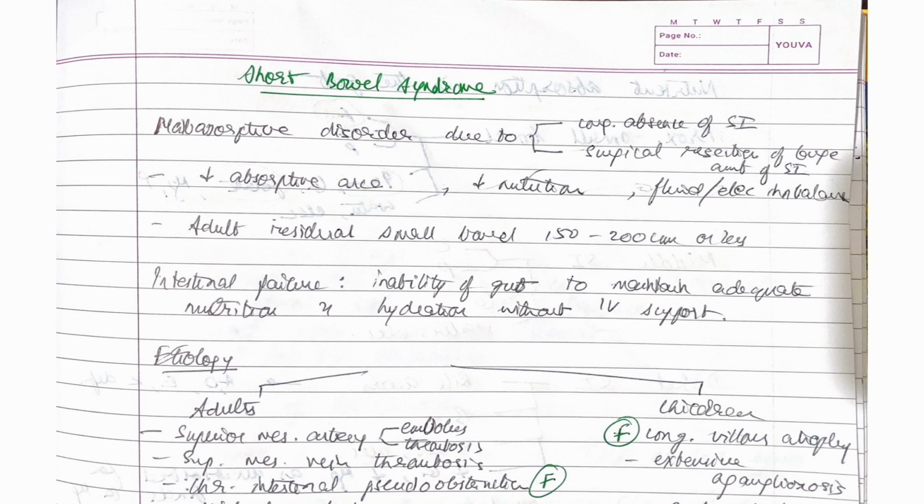Adult residual small bowel of 150 to 200 centimeters or less would constitute short bowel syndrome. Intestinal failure is the inability of the gut to maintain adequate nutrition and hydration without IV support.